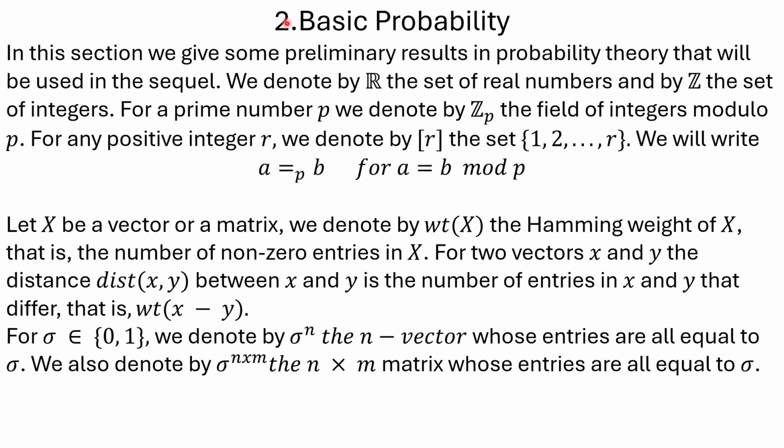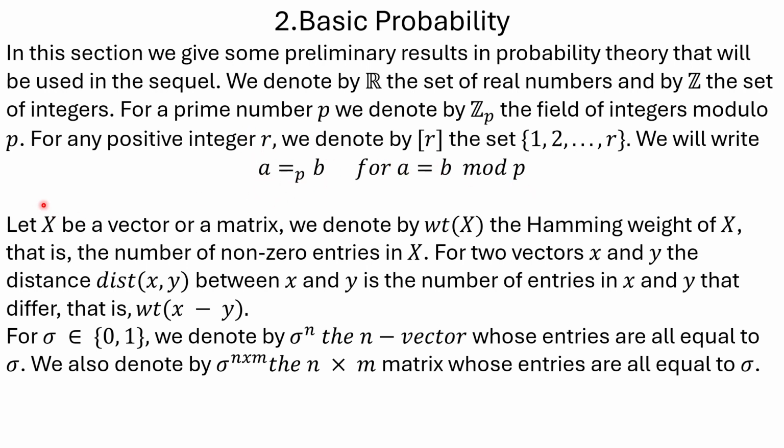Section 2, basic probability. In this section, we give some results in probability theory that will be used later in the paper. We denote by R the set of real numbers and by Z the set of integers. For a prime number P, we denote by ZP the field of integers modulo P. For any positive integer R, we denote by [R] the set 1 to R. And we will write A plus B modulo P this way.